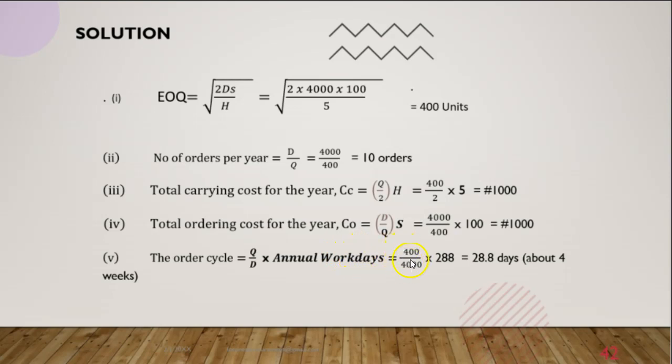but here we are looking at only the working days. So if you divide 400 by 4,000 multiplied by 288, which is the number of working days in a year, we have 28.8 days, which is just about 4 weeks. So this is how to work out problems involving economic order quantity. This explains all that you need to know about EOQ.